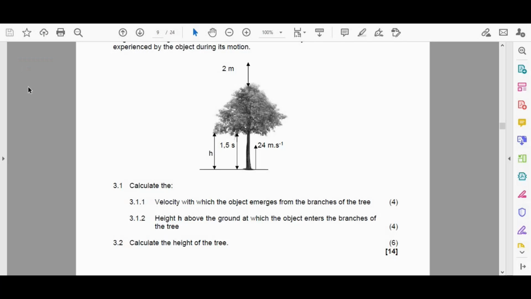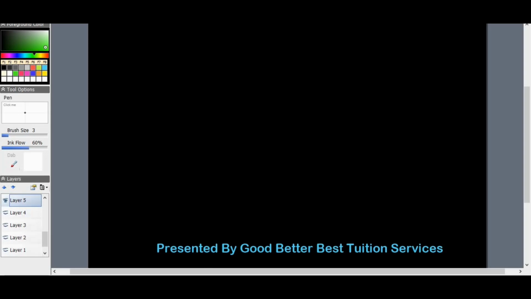The final question in question 3 is 3.3.2. It says calculate the height of the tree, for 6 marks. So what we have is this height. Now we need to calculate the remaining part of the tree where the leaves are, that stem. We need to find out what that height is. Not to worry, we have equations of motion that can assist us with 3.2.